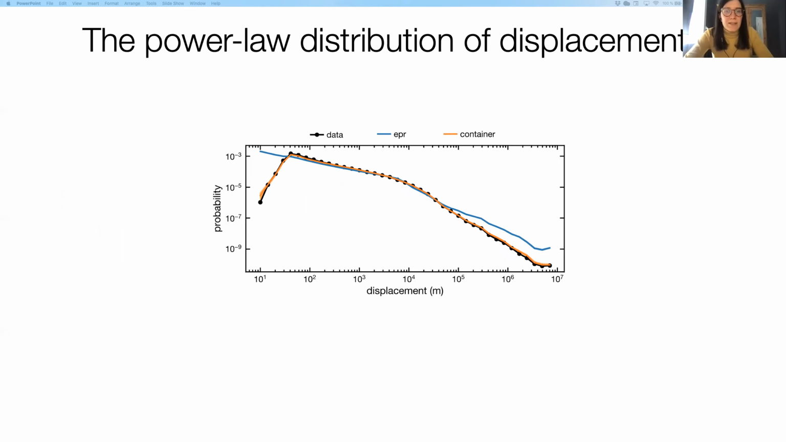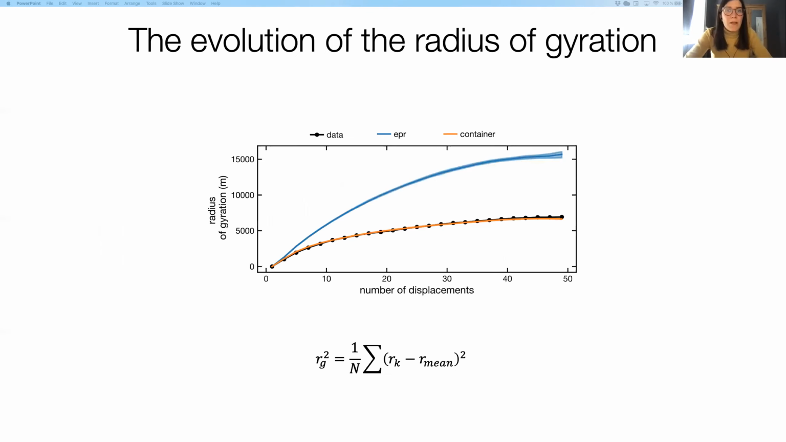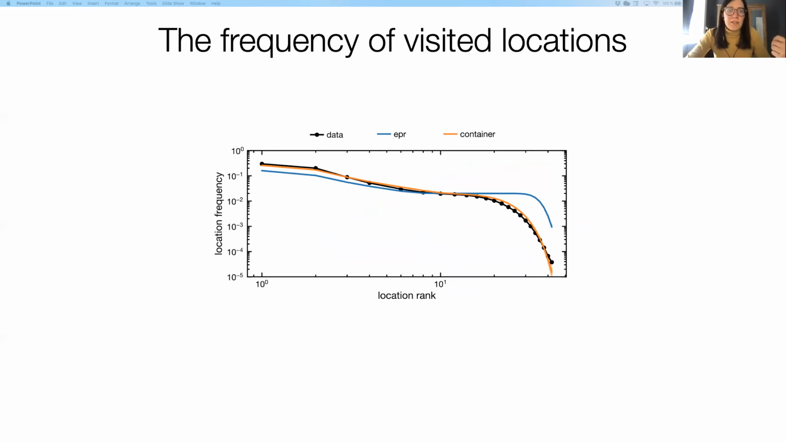And you can see here that the black line is the data. The orange line is our model. The blue line is the state-of-the-art model. You can see our model outperforms the existing individual level mobility model. We looked at the radius of gyration, which is basically measuring the size of individual displacements. And again, our model outperforms the state-of-the-art. We looked at the distribution of location frequency, or how long people spend in different places. And again, we outperform the state-of-the-art.